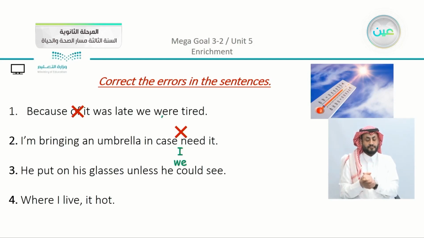Let's do number 3. We have here, he put on his glasses unless he could see. So what's the mistake here? We can see that we have unless is incorrect. We can say that so that he could see.